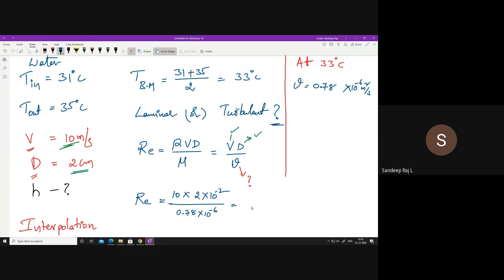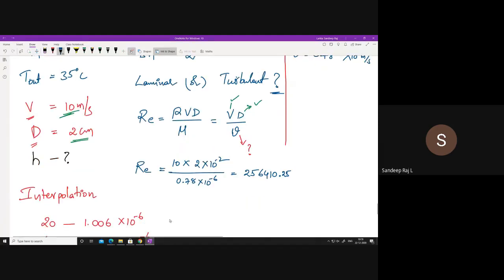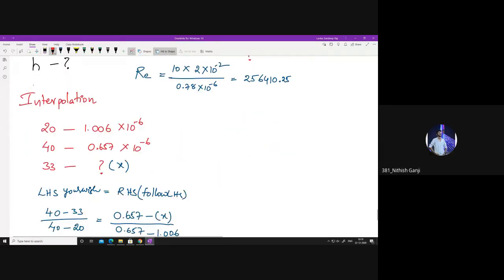Now tell me what is the value of Reynolds number? 256410.25. Can you please repeat it? Two five six four one zero point two five. Right. That is your Reynolds number value. Now, can you tell me whether it is a laminar flow or a turbulent flow? Turbulent.